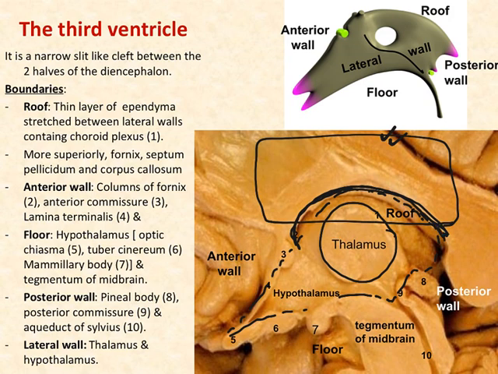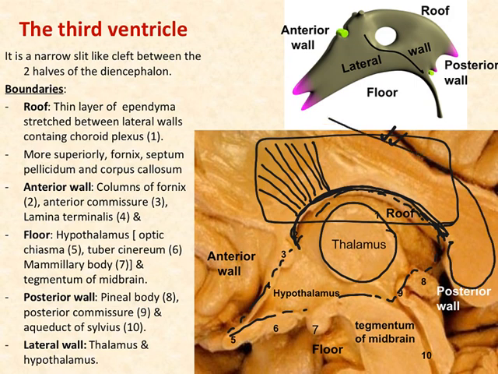The fornix is another commissural fiber which joins between the right and the left cerebral hemisphere, and above the fornix you have this layer which is the septum lucidum that closes the cavity of the lateral ventricle, and the septum lucidum is stretched between the corpus callosum above and fornix below. So this is the roof of the third ventricle, beginning with the ependyma and then fornix, septum lucidum, and corpus callosum.